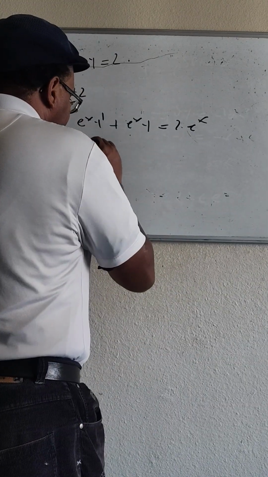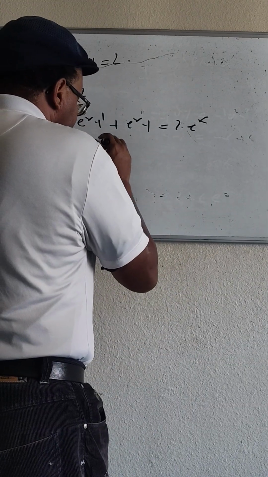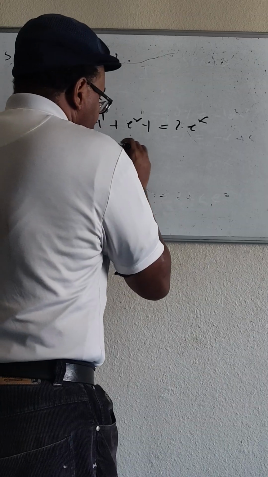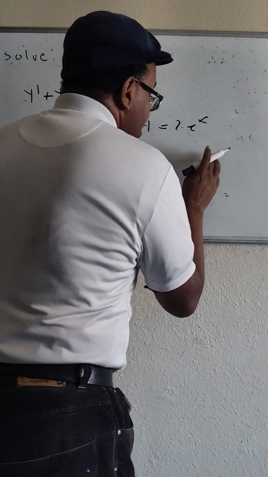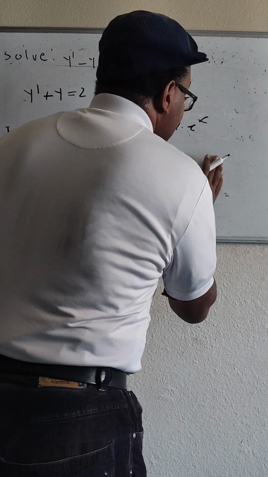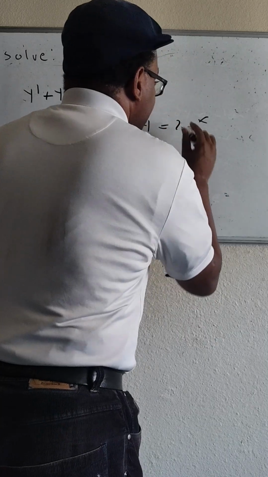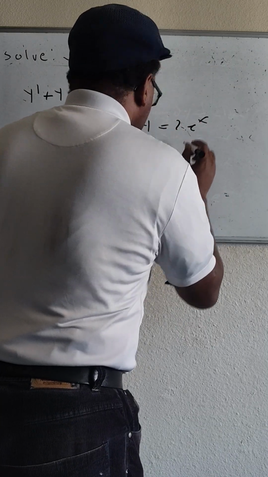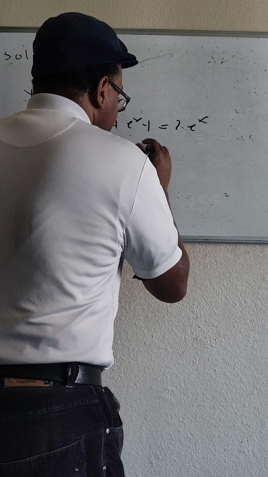Now we write this as a product. So e to the x y prime equals 2 e to the x, so it's going to be x, right? No, we good. So we got, this is going to be 2.